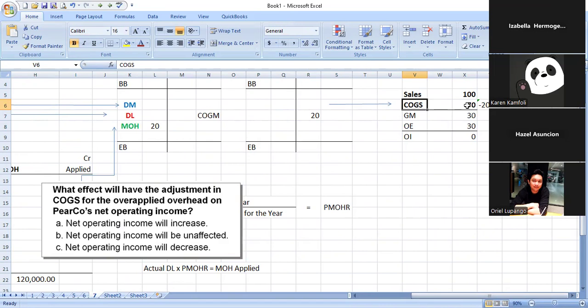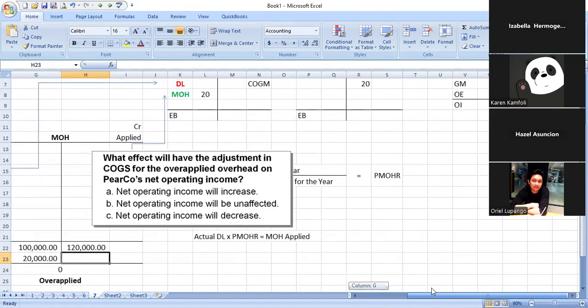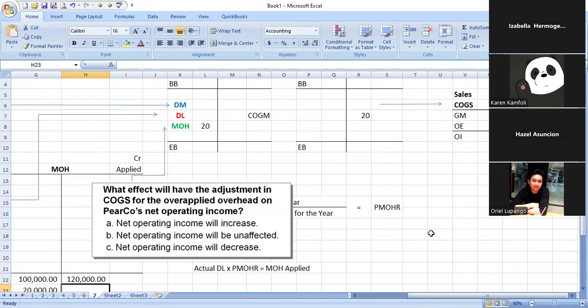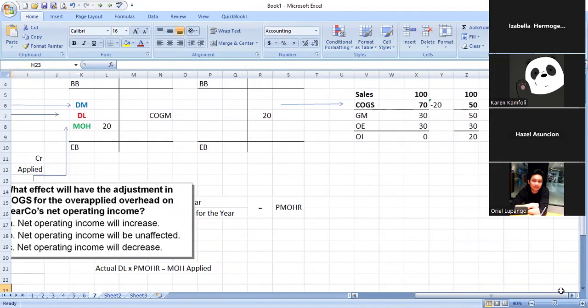Now I have to adjust it. How can I adjust it? By reducing it by 20, correct? But I'm going to reduce cost of goods sold directly by 20. So if I reduce the cost of goods sold by 20, what will be the effect on my operating income? Is it going to go up or is it going to go down?